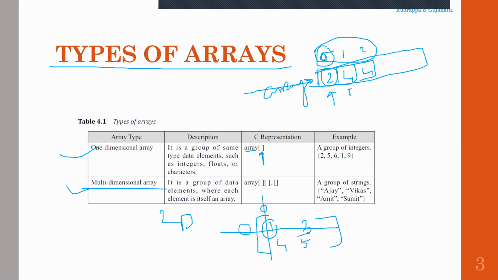Similarly, if I want to access this element, in which row is it? It is in the 0th row and in the first column. So as per the index values, 0th row, first column, I'll be having element 3. So here I require more than one index to access an element present in the multi-dimensional array. In this case, we have represented it as two dimensional.